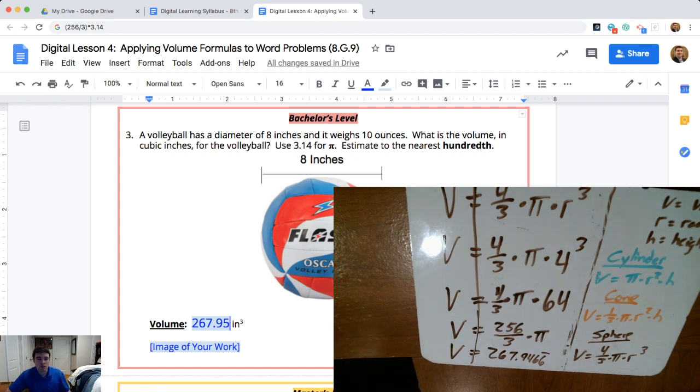In this case, it's measured in inches, so our volume will be cubic inches, or inches with that little 3 for the exponent above it. That's our answer for number 3.